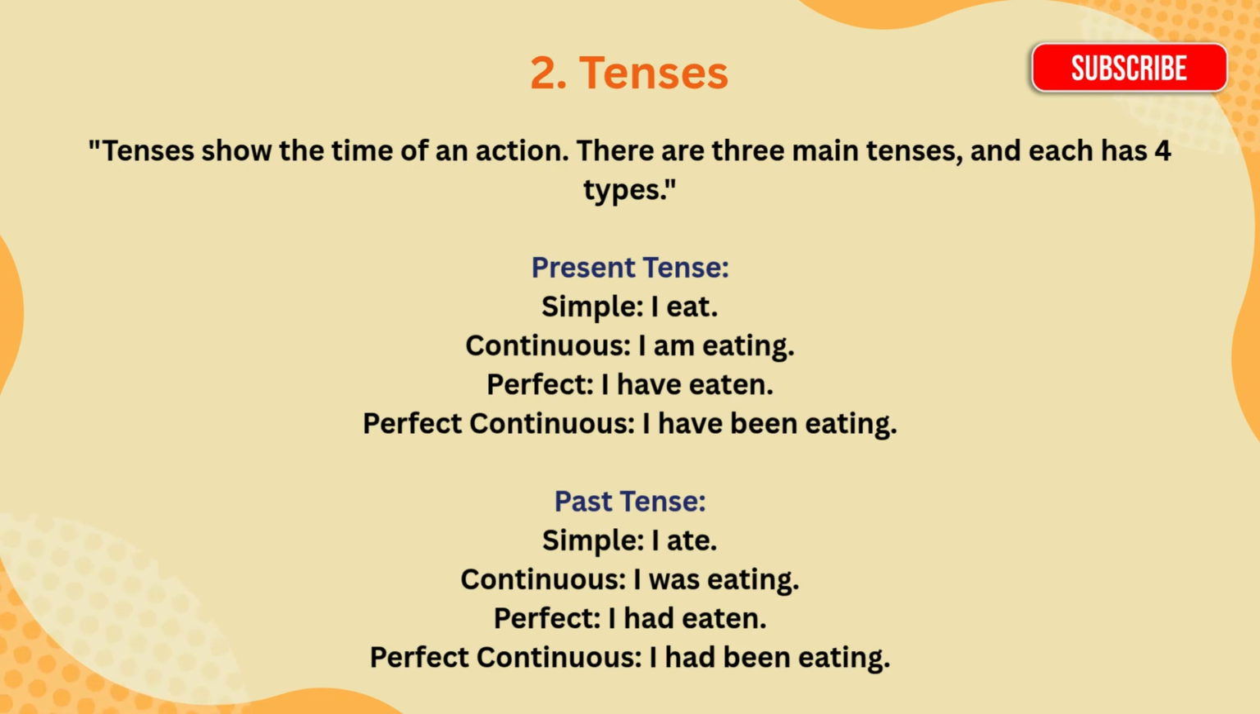Past tense. Simple: I ate. Continuous: I was eating. Perfect: I had eaten. Perfect continuous: I had been eating.